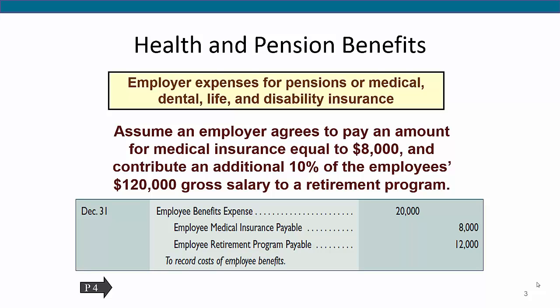As you know, they are only an estimate because we have no way of saying for certain how much the cost will be, but we can come reasonably close. To illustrate, assume that an employer agrees to pay an amount for medical insurance equal to $8,000 and to contribute an additional 10% of the employee's $120,000 in gross salaries to a retirement program. An entry to record these accrued benefits is shown here. They will be reported as an expense on the income statement, and the estimated liabilities will be reported on the balance sheet.